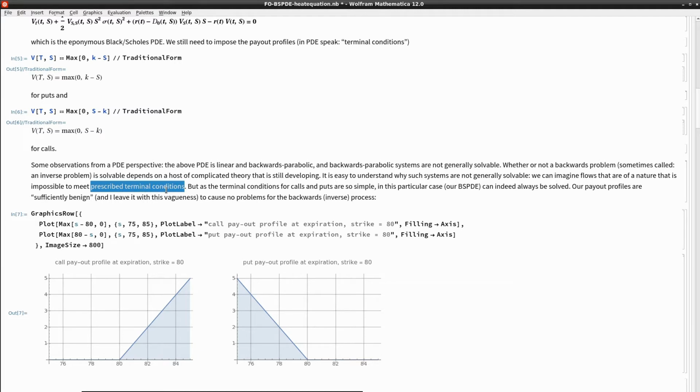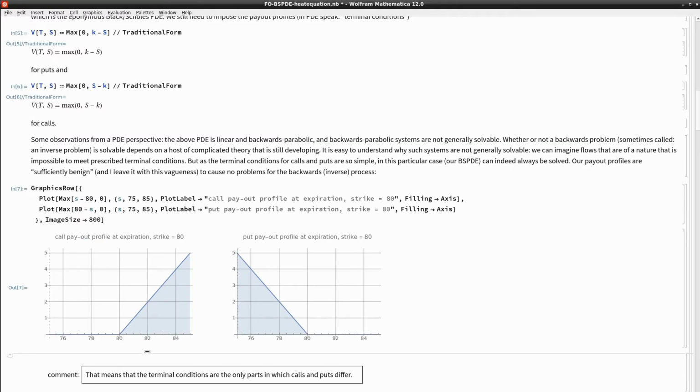An airflow or a liquid flow. And in the case of our calls and puts, it is so simple that we don't really have an issue here. But in general, we have to emphasize that not all of them can be solved. But in our case, they are sufficiently well behaved. They're sufficiently benign, and I intentionally leave it very vague at this point. You see two straight lines here for the call and two straight lines for the put. That is really not too hard, right? You will remember these payout profiles from the last session. So we don't have any actual problems here.